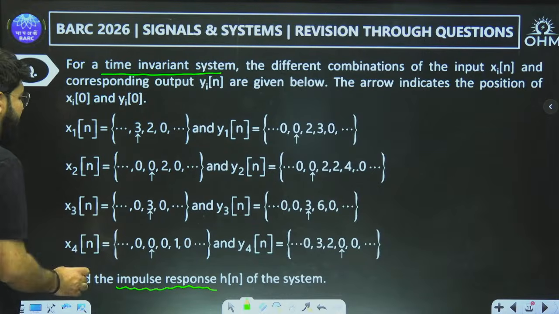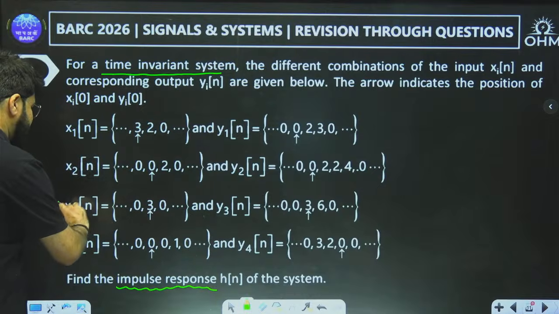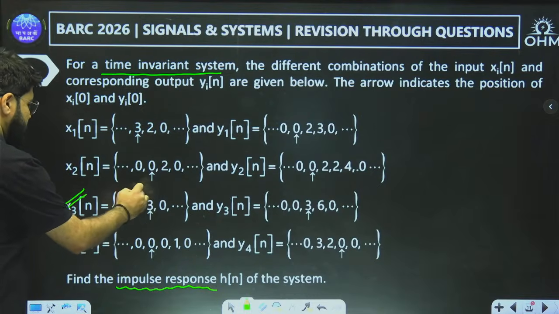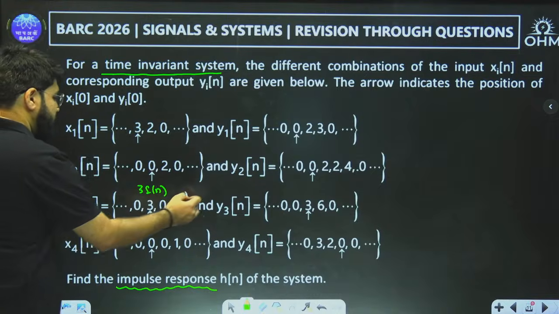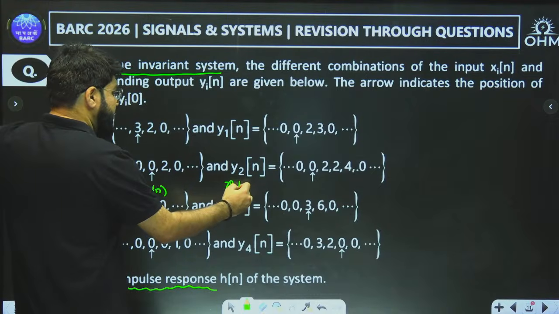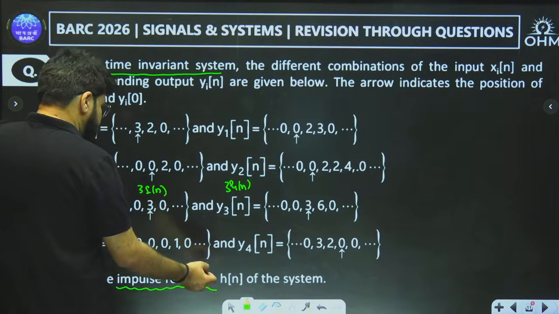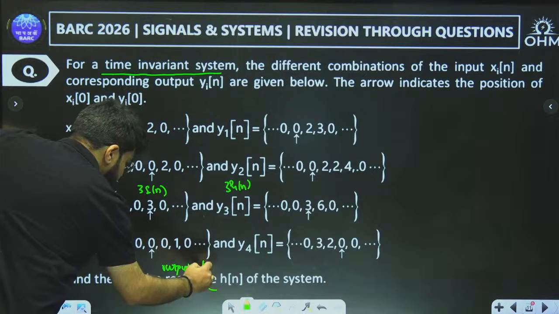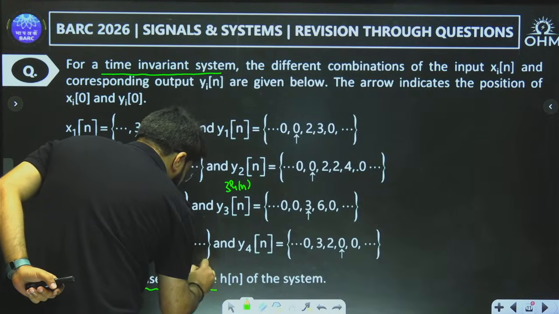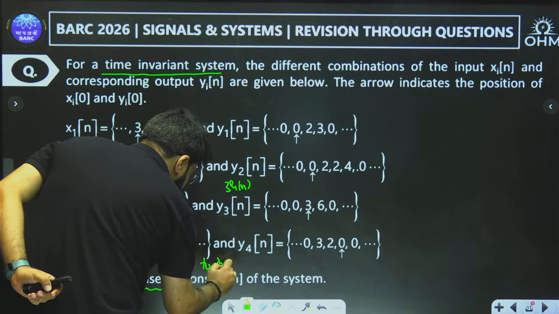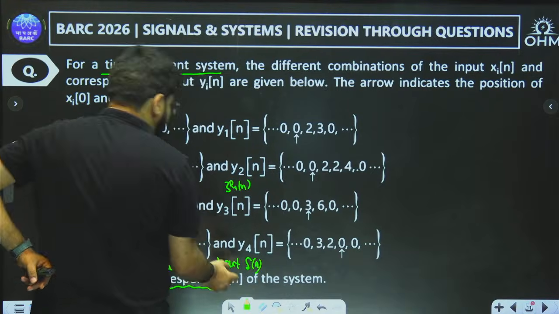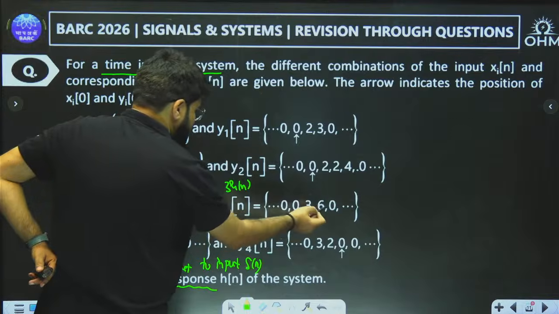If it was linear, by chance, then this would have helped me, because this is the signal non-zero only at origin. This is like 3 delta n. Output to 3 delta n is 3 h n. Because what we know, impulse response means what? Output of the system to which input? To unit impulse input, delta n. If delta n has the output h n, 3 delta n has the output 3 h n. So this is 3 h n.